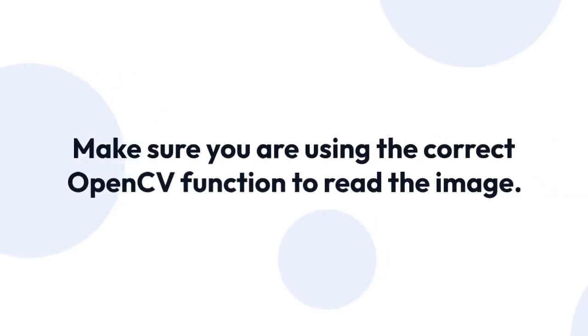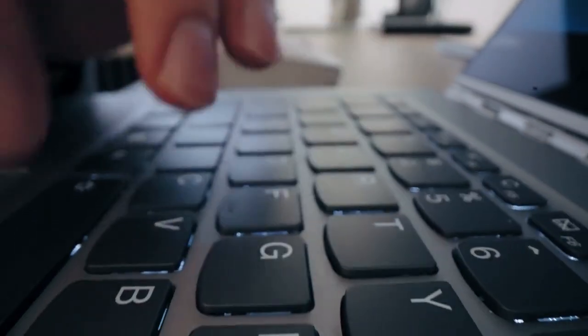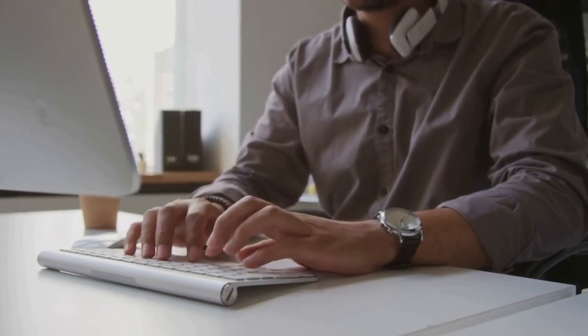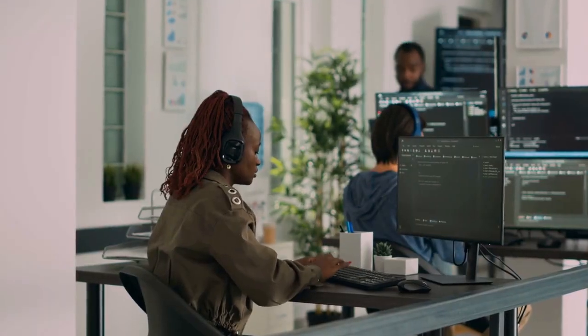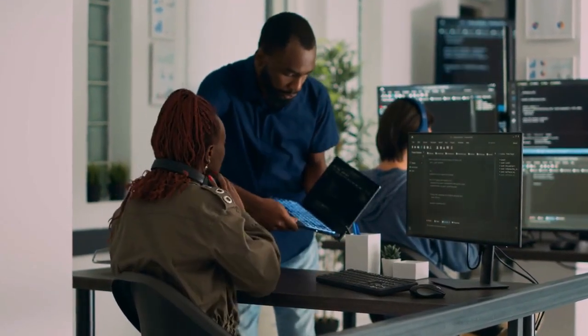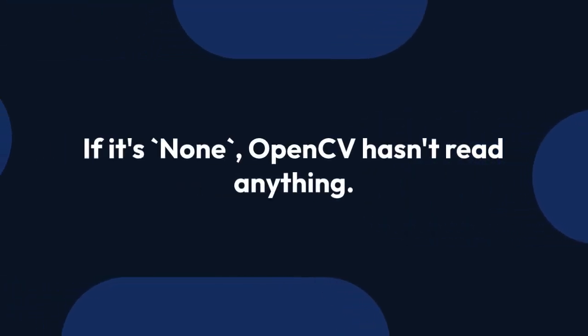3. Image reading function. Make absolutely sure you are using the correct OpenCV function to read the image. It should be cv2.imread. A common mistake is a typo or using a different function altogether. After you read the image, store the result in a variable: img = cv2.imread(image_path). Check if the variable actually holds the image data by printing it, print(img). If it's None, OpenCV hasn't read anything.